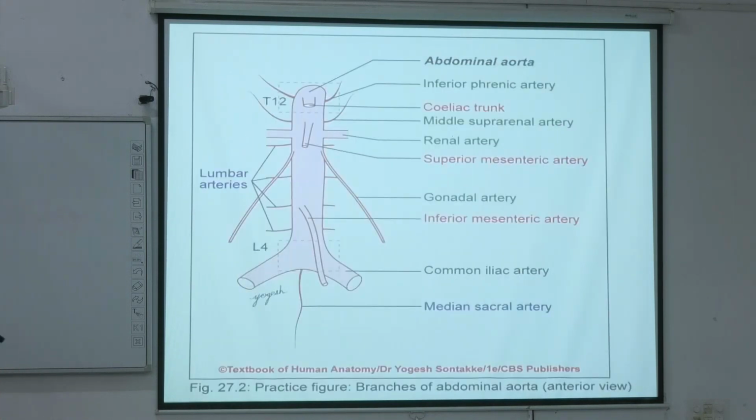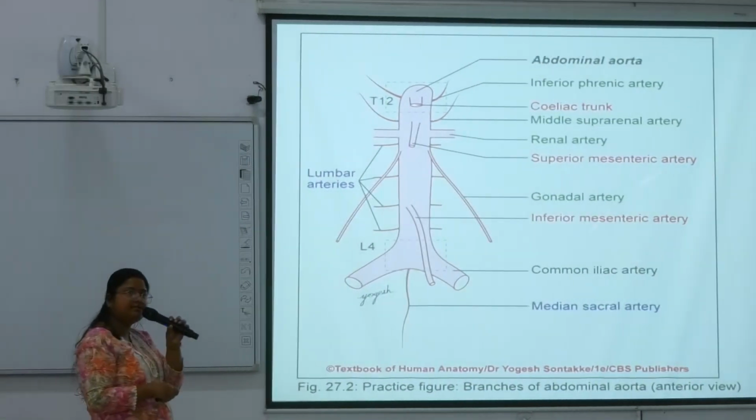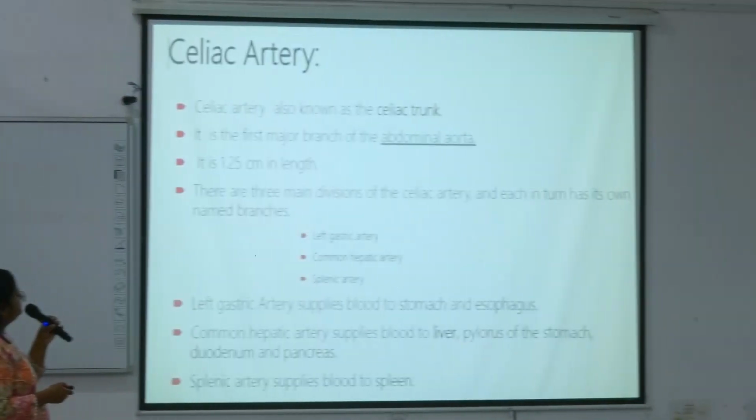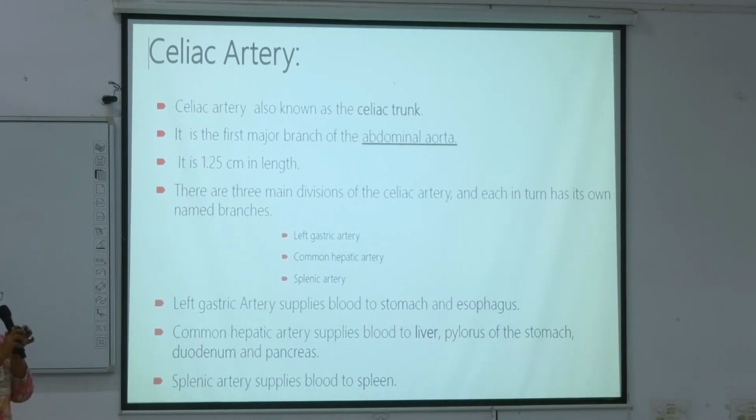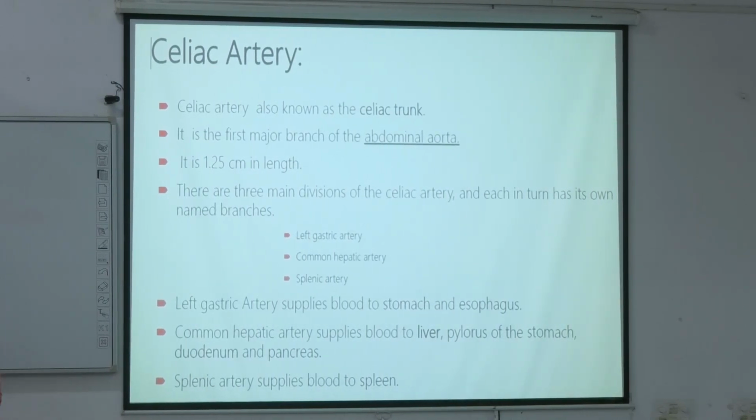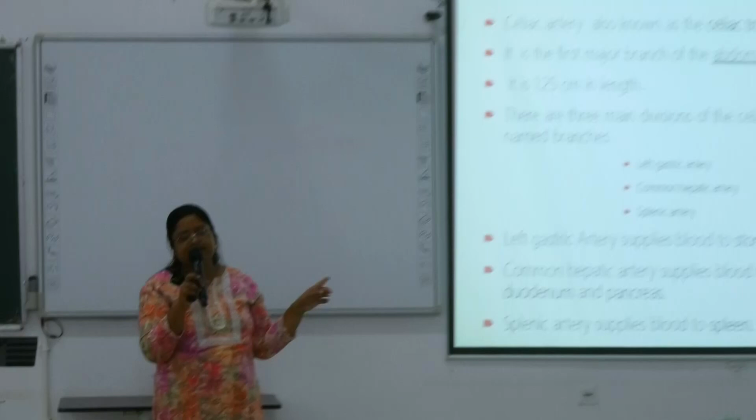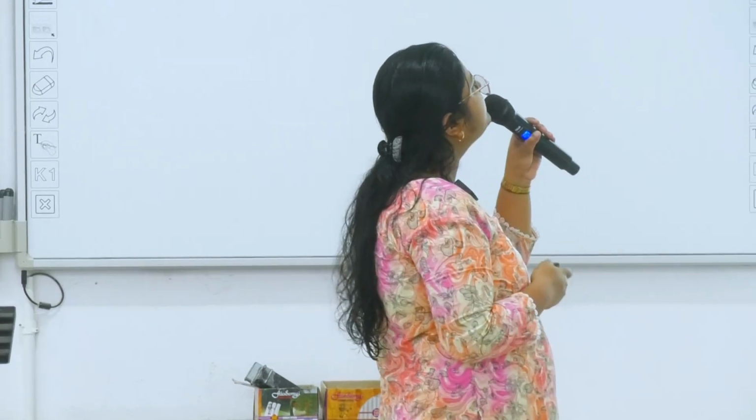Next, those branches have been shown. You have seen. Next, the three ventral branches you have to know in detail: celiac trunk, superior mesenteric, and inferior mesenteric. So first, the celiac trunk or celiac artery.